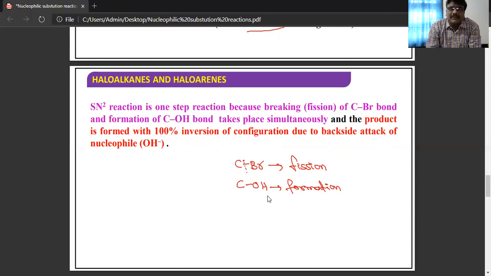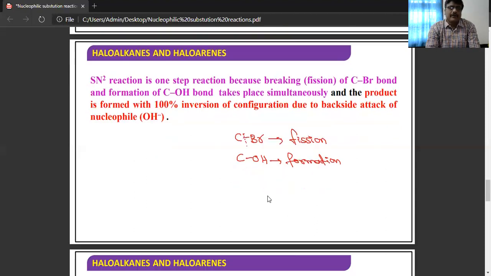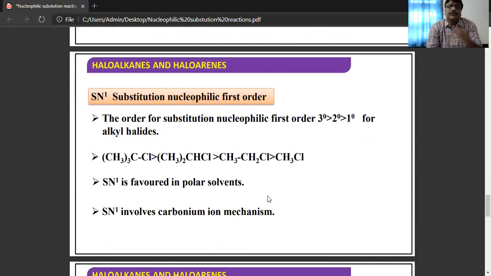Why is 100% inversion taking place? Due to the backside attack of the nucleophile.